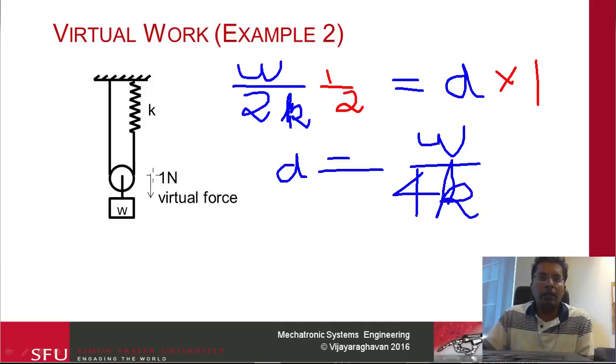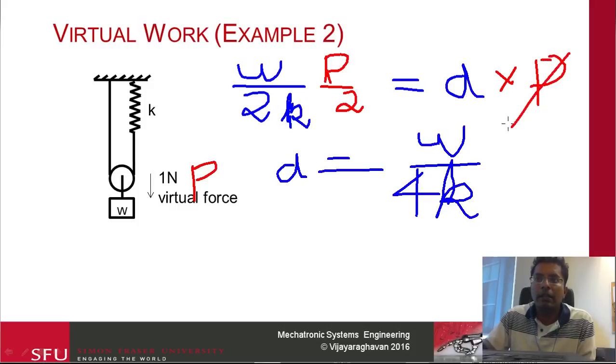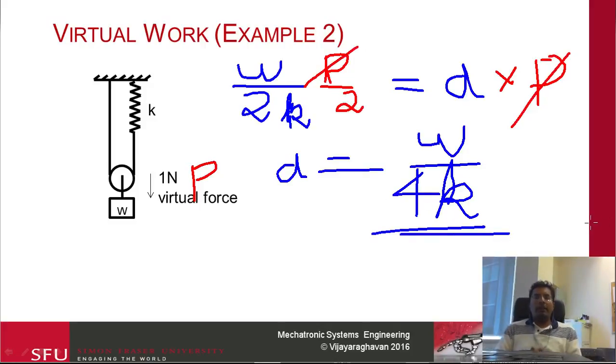Keep in mind that instead of this 1 Newton, if I used P Newtons here, this becomes P, this becomes P, and then I'll cancel out these two P's, and I'll still get the same result. So to make life easier, we started with a 1 Newton force. This summarizes how we can use the method of virtual work to calculate the displacement.